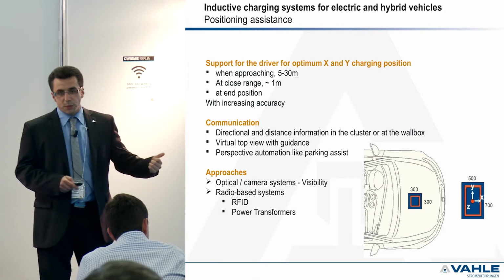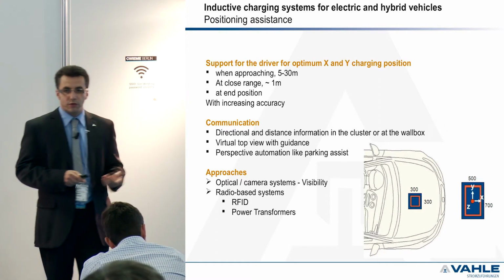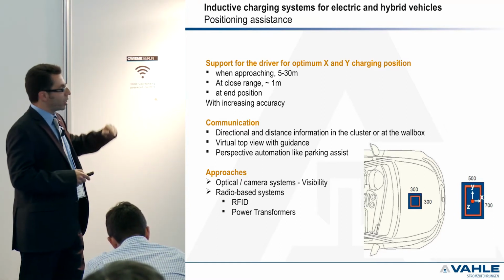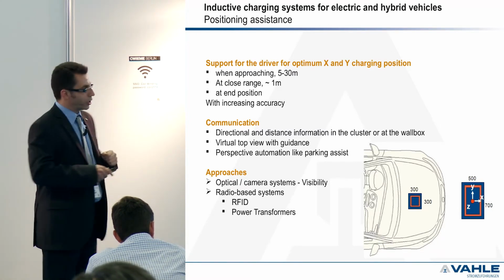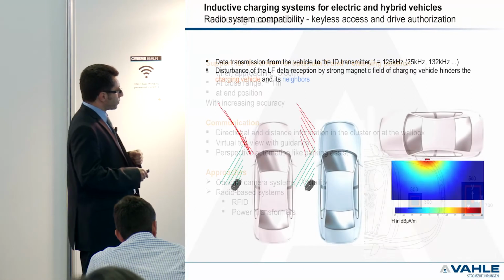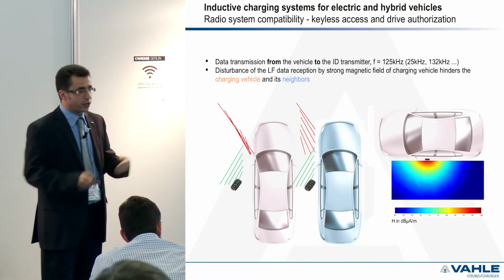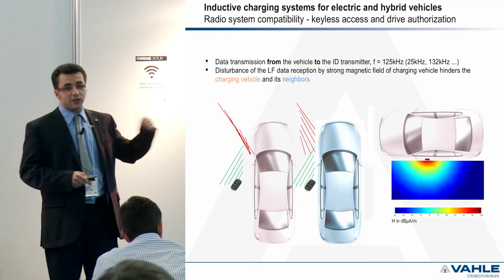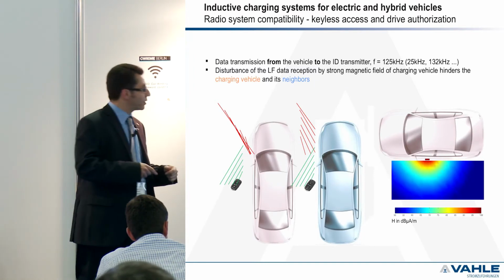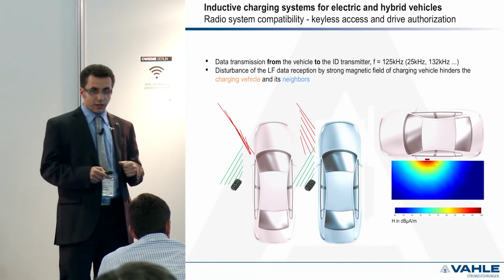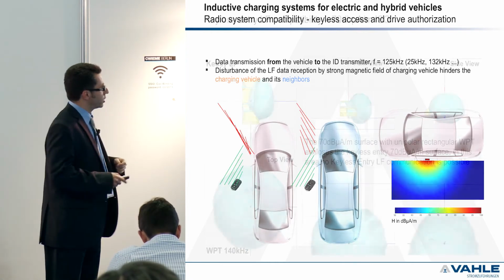Okay, there is also positioning assistance. Surely we need some coupling to the primary coils. That's why you have sensors to tell the car, okay, you have to go right or to the left to get on top of the coils. You also need compatibility with keyless entry systems because they are on the same frequency. This means there have to be actions on the power electronics to reduce the fields if there is a key in proximity.